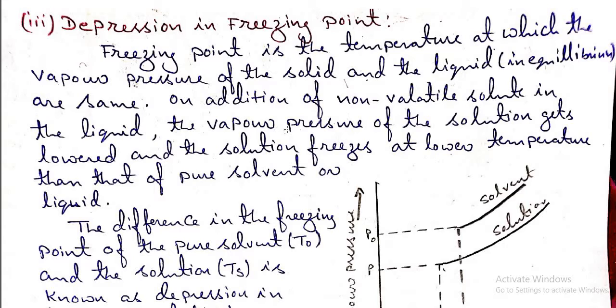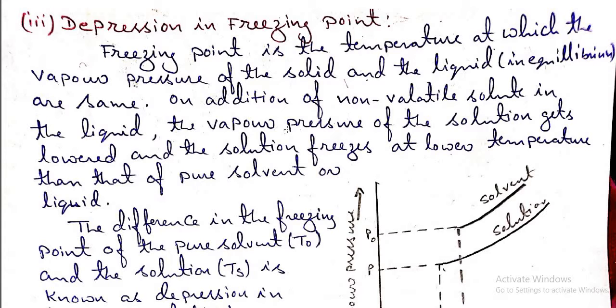In our last class, we did numericals based on elevation in boiling point, and now today we are going to see the third colligative property, depression in freezing point. First we will go through the definition, then we will come across the expression that is required for the numericals for this colligative property.